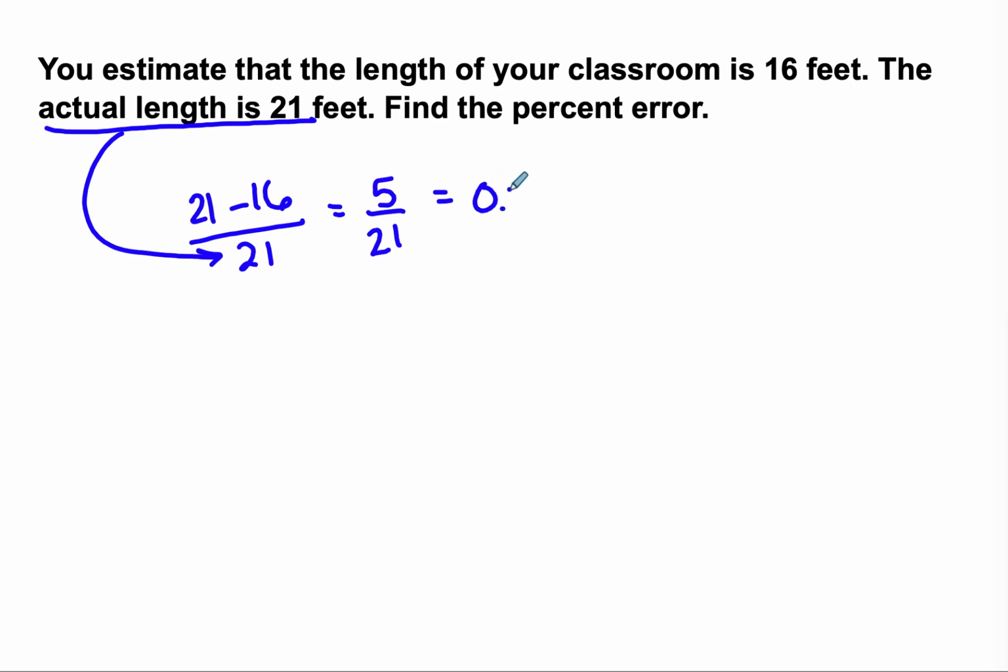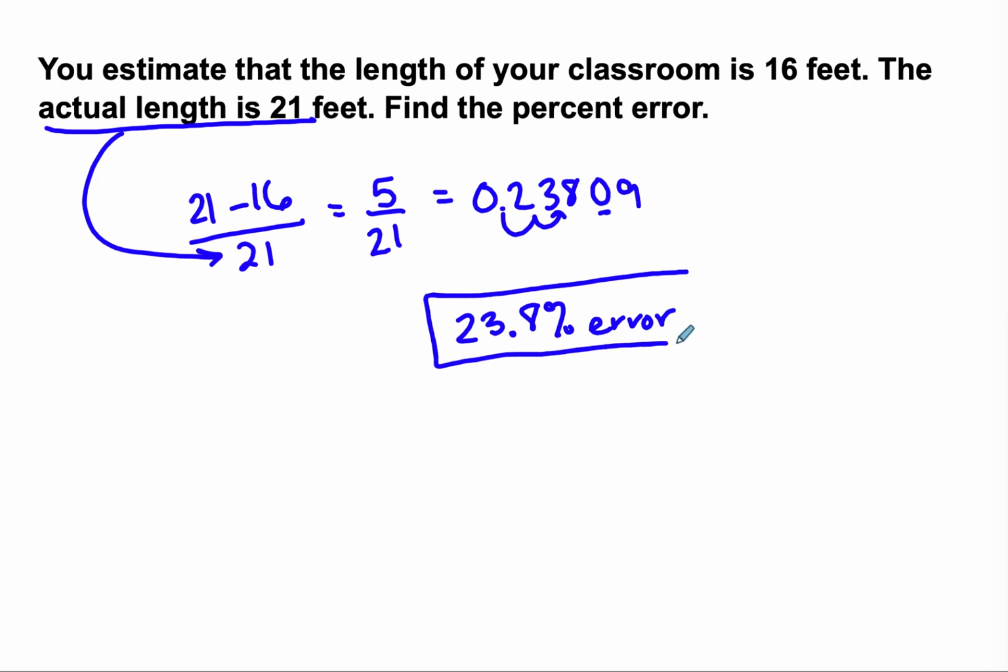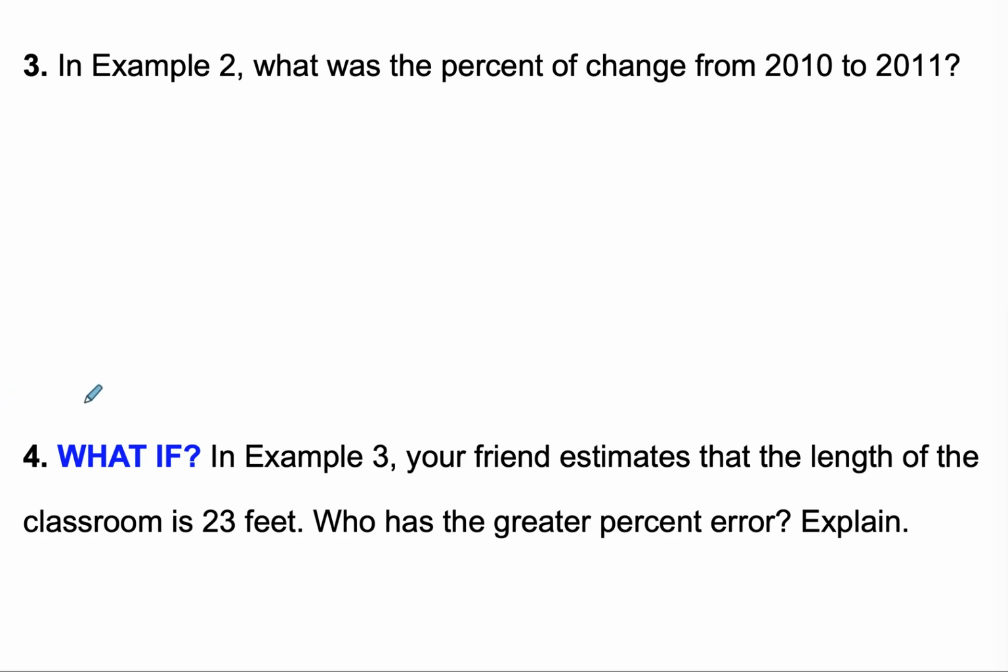I get 0.23809. That's enough decimals for me. 1, 2. Looks like that's going to be 23 point, and then the number after the 8 is a 0. That is less than 5, so that 8 is going to stay an 8. 23.8% error. All right, go ahead and pause the video. Try these two on your own.